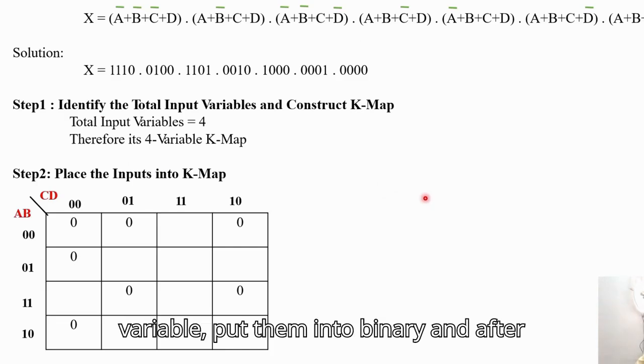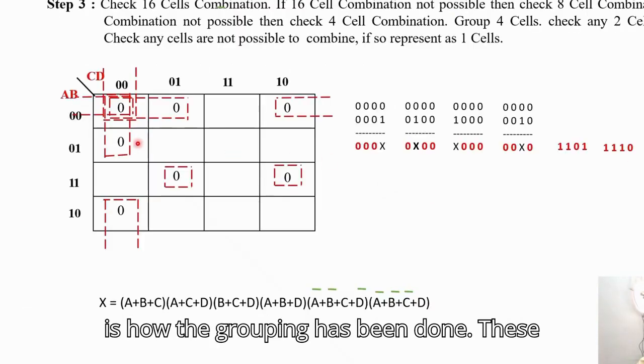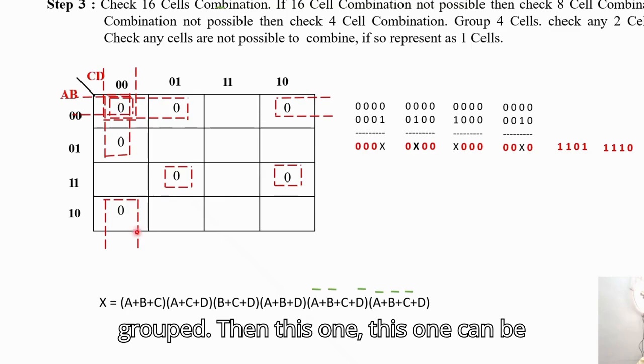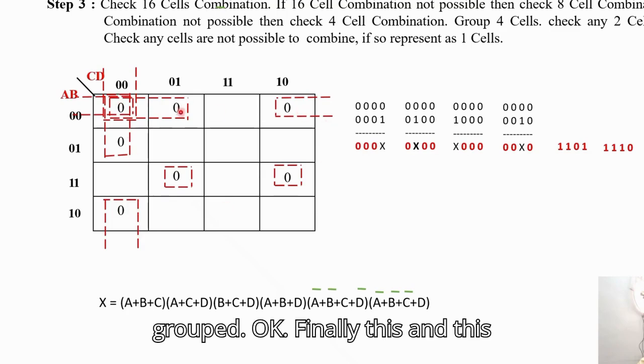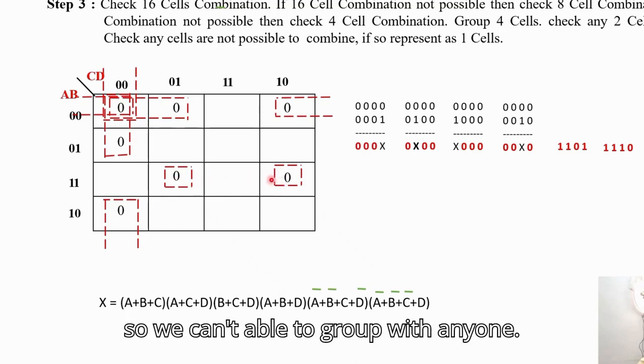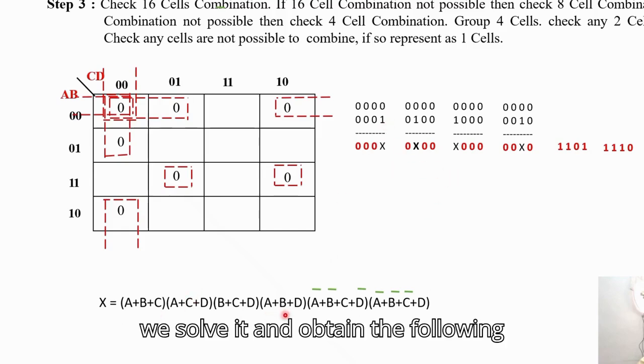Coming back to the 4 variable, put them into binary, and after that we place the zeros here. Okay, so this is how the grouping has been done. These two can be grouped and these two can be grouped. Then this one can be grouped. Okay. Finally, this and this can be grouped. These two are individuals, so we can't group them with anyone. Okay. So after that, we solve it and obtain the following equation.